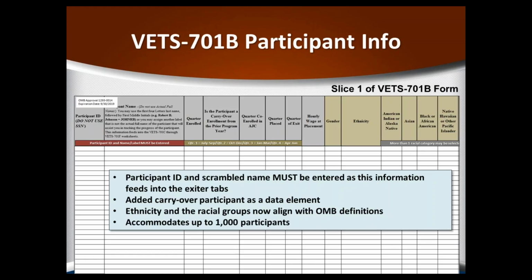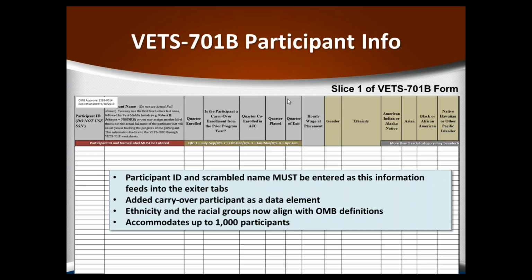Here we get into the primary data entry form that you'll be using for this program year. Just to go over a couple of things here, the participant ID and the scrambled name have to be entered on this form. I'll explain that a little bit later, but you'll see it demonstrated. That information feeds into an individual record data file that is submitted as part of your TPR workbook. And that information also feeds into the exit tabs for collecting and reporting post-program employment earnings data.